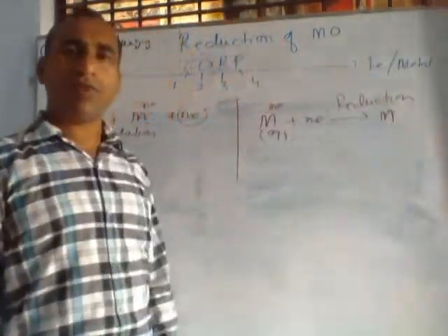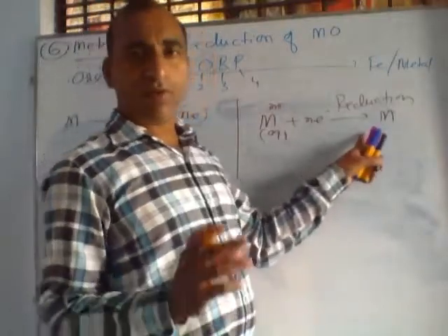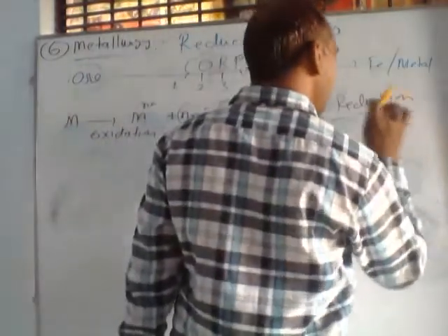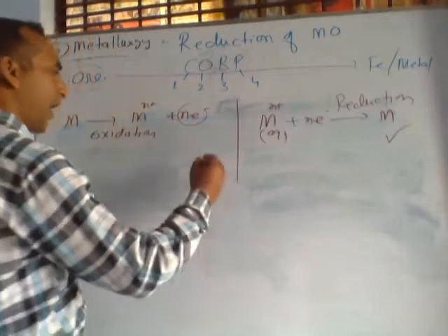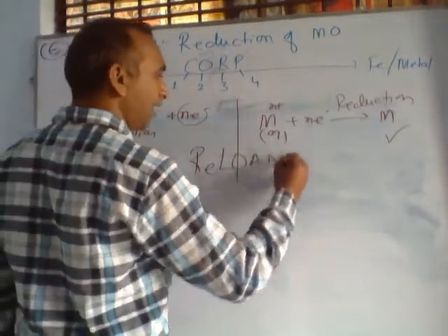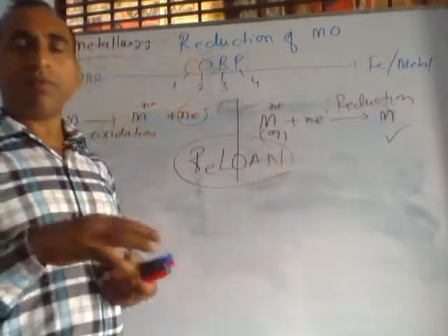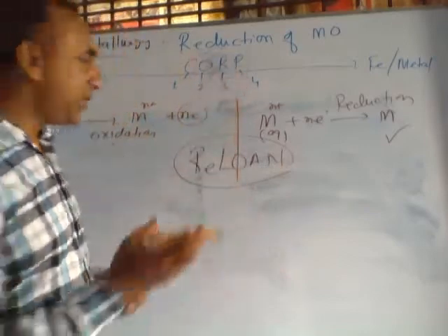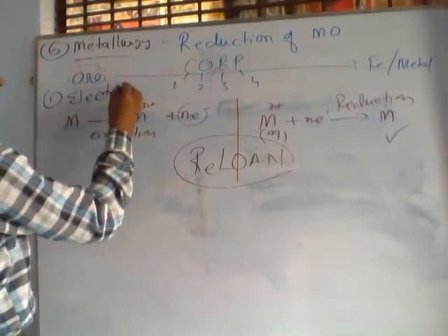So which reaction do we require? This type of reaction, because we want to obtain metal. I am writing a trick, RELON. The RELON trick is for remembering the principles involved in electrometallurgy steps.